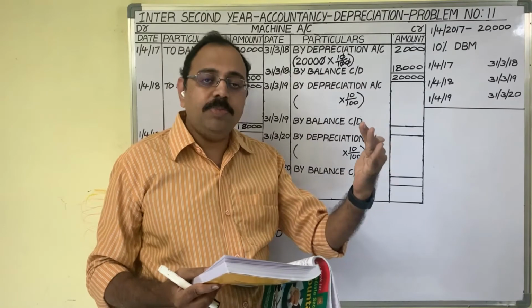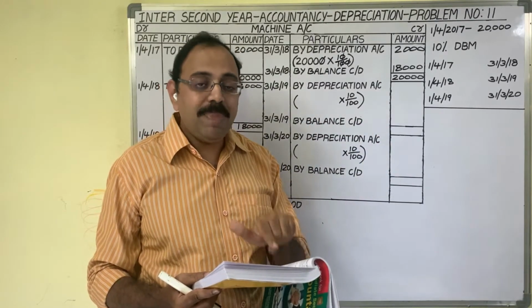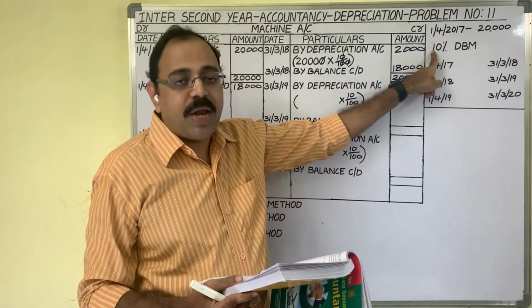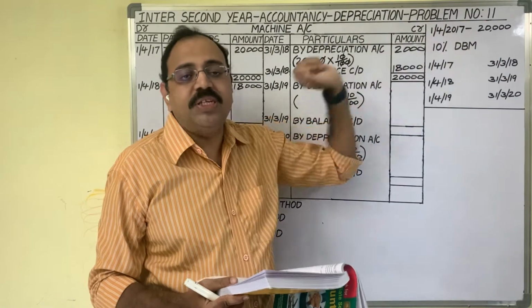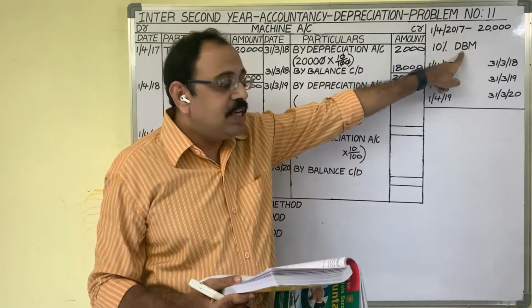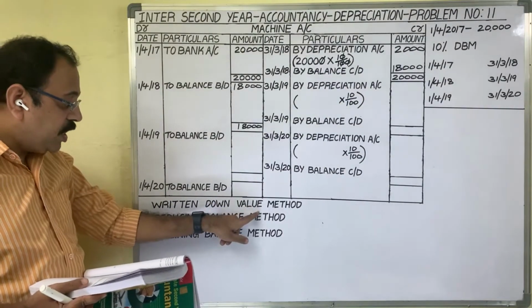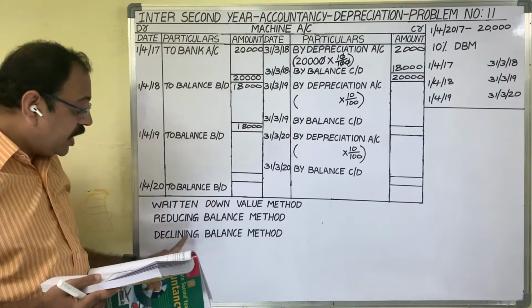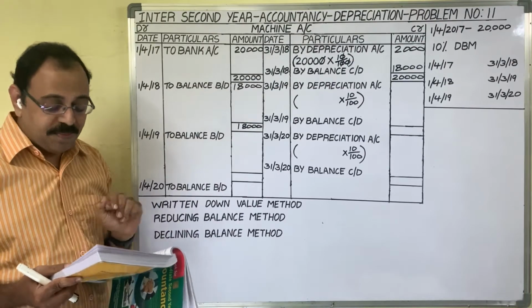The first 10 problems belong to the fixed installment method. Here, a new method of depreciation calculation, the diminishing balance method, is given. At the rate of 10% per annum, under the diminishing balance method, we have to provide the depreciation. The diminishing balance method is also known as the written down value method, reducing balance method or declining balance method. Any of these words may be used in the public exam.